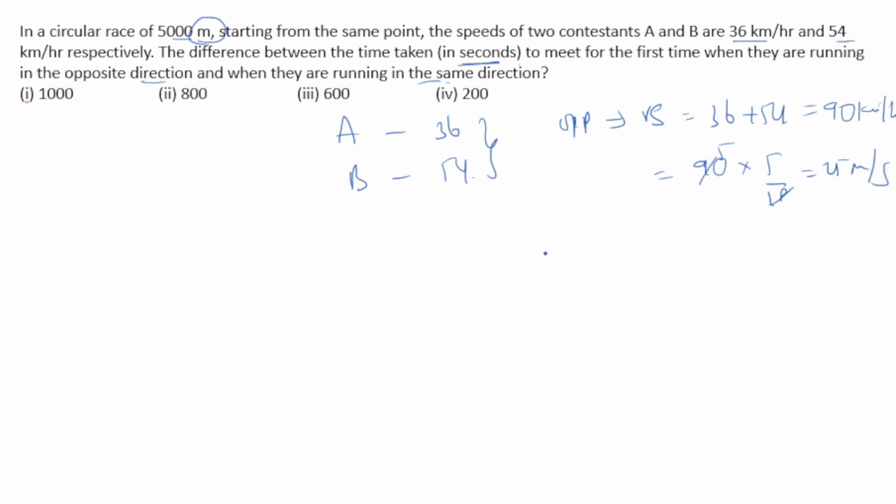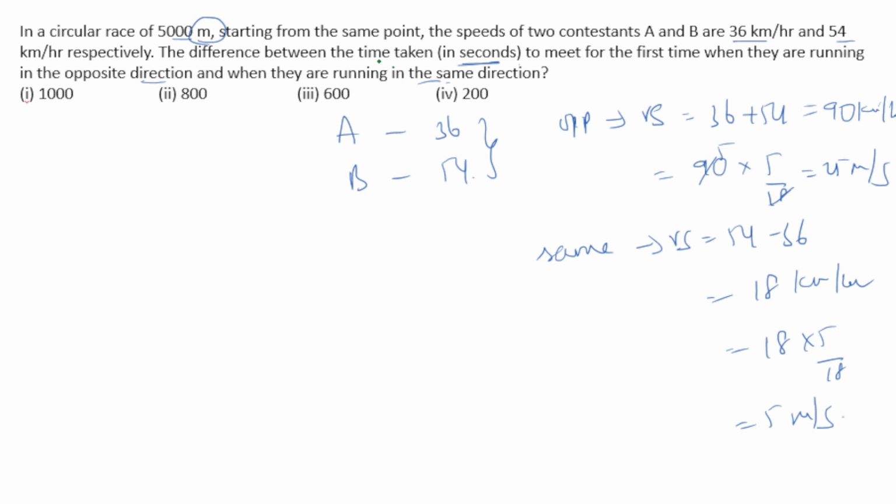And if they are moving in the same direction, what is the relative speed here? It is 54 minus 36. It is 18 kilometers per hour. Again, we have to convert this into meters per second. It is 18 into 5 by 18. It is 5 meters per second.